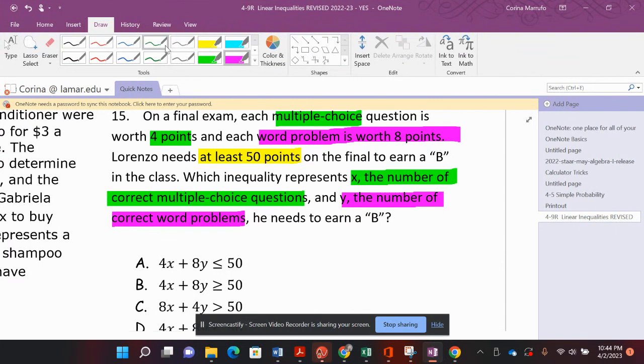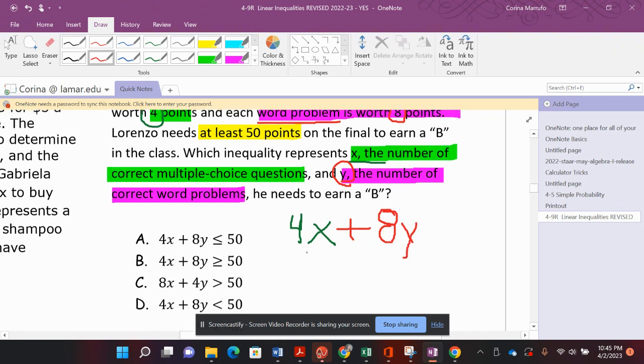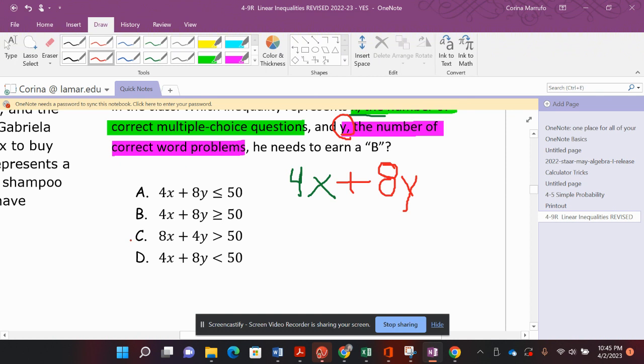Okay, so remember the X, they told us here that they were worth 4 points each. So the X is a multiple choice. So it's going to be 4 times X. And then here it says that the word problems are worth 8 points. And Y is the word problem. So then we're going to do plus, because we're going to add them together, 8 times Y. Okay, so just looking at this part real quick, we're going to see which answer choices we can cancel out. And so this one right away we can cancel out because the 8 shouldn't be multiplied times the X. The 8 should be multiplied by the Y.